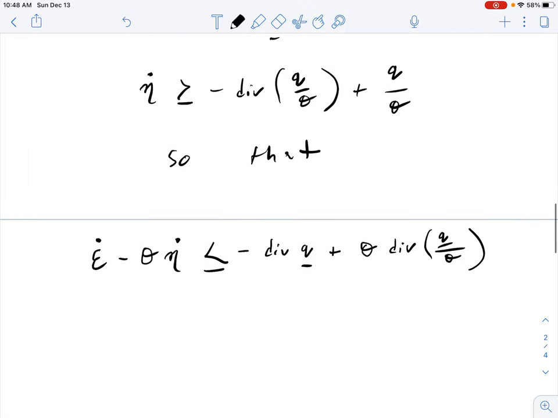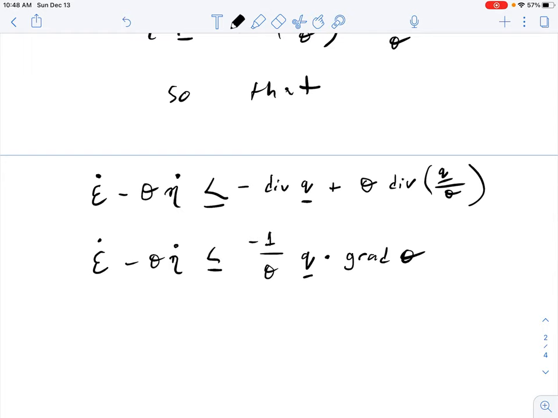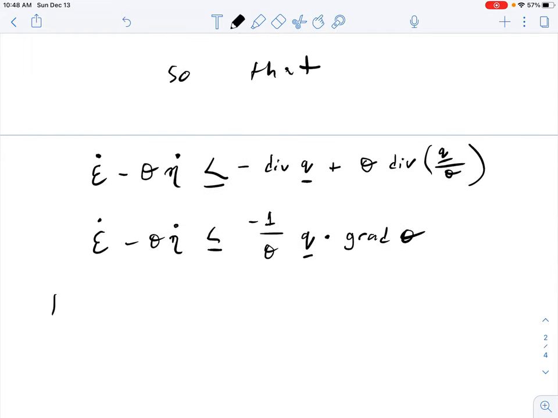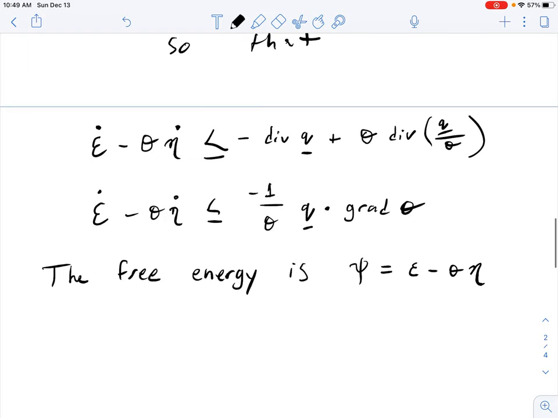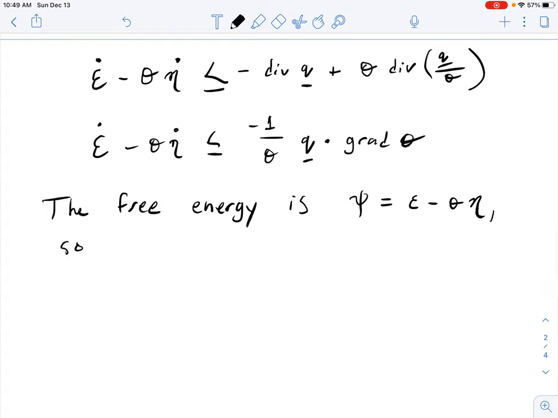All right, and then we can combine those last two terms, epsilon dot minus theta eta dot is less than or equal to negative 1 over the absolute temperature times the heat flux dot the temperature gradient. All right, so you remember the free energy, psi, is going to go like this. The free energy is equal to the internal energy minus the temperature times the entropy, all specific. One temperature isn't specific, but the internal energy, entropy, and free energy are specific. So free energy imbalance is this.